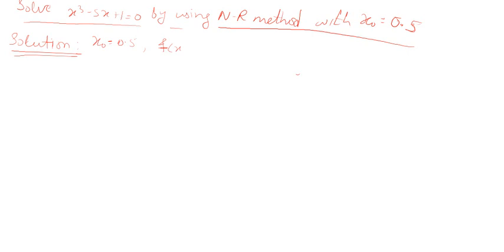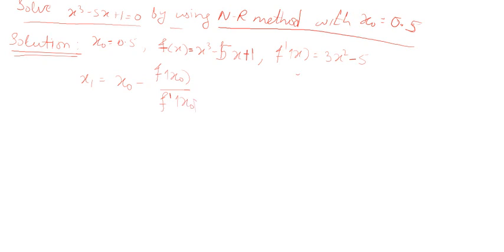f of x is x cube minus 5x plus 1. f dash of x you can obtain, it's a polynomial, so you can differentiate: 3x square minus 5. For the first approximation x1, you use the formula x naught minus f of x naught divided by f dash of x naught.